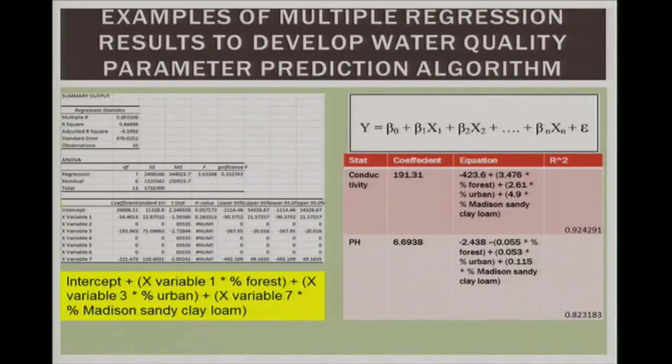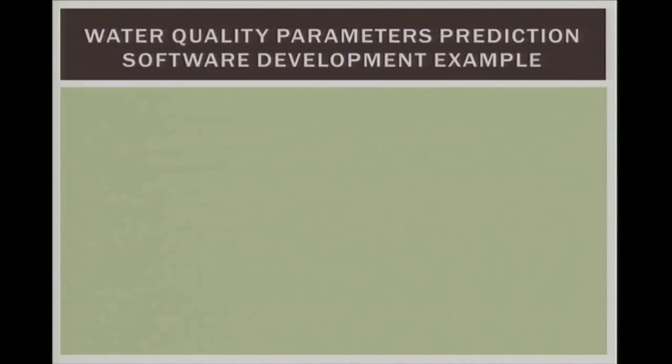You could have different types of soil. Then that algorithm will give you exactly that Y. The Y value will be either turbidity or E. coli or whatever. So you can calculate them from there.